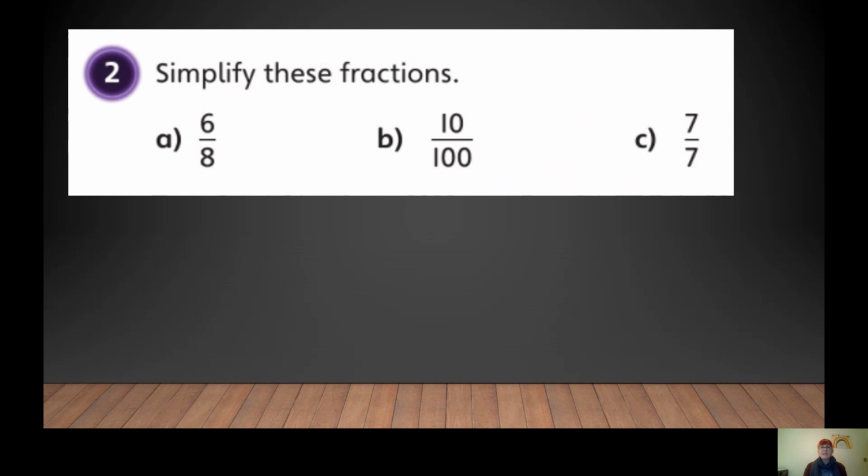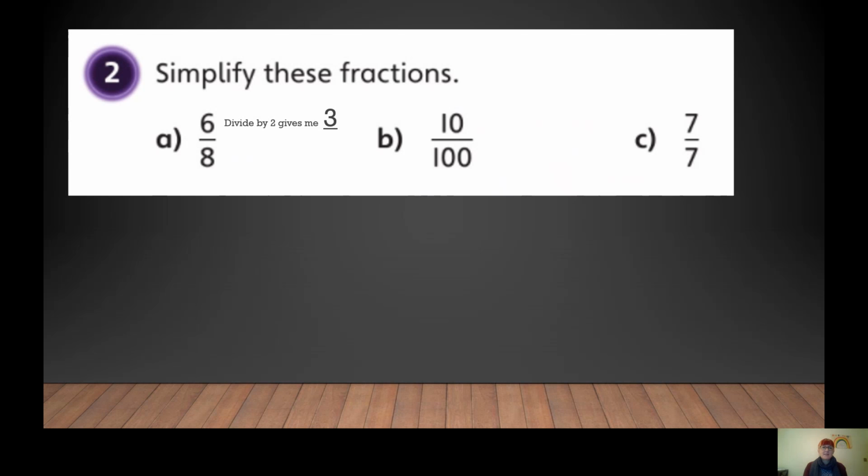Have a go at simplifying these fractions. Pause the video and then unpause it, and we'll have a look at some answers. So, A, 6/8. Got to think about what's the common factor. Well, both are even numbers. So how about 2? Let's have a look.